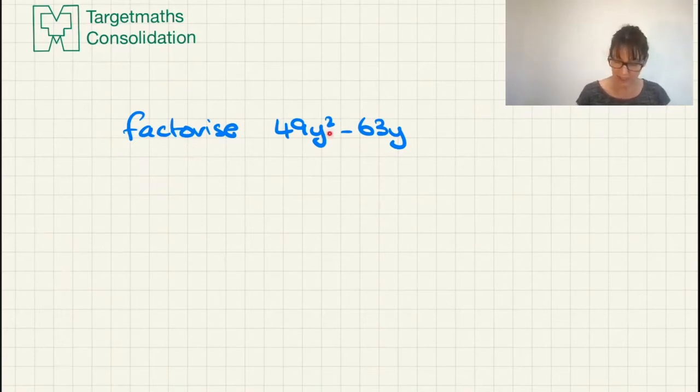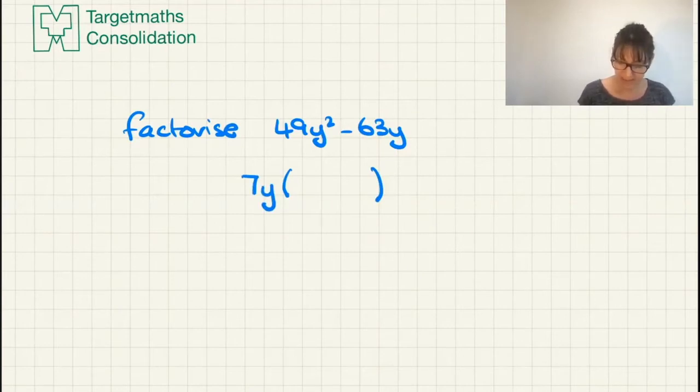I'm looking at a quadratic. I can see there's no equal, so I'm not doing any solving. I'm literally just factorizing. I've got two terms, which tells me it's one bracket. Now I look for what's common. 49 and 63 are both in the 7 times table. So 7 is coming out. And y is in both terms as well, so y will come out.